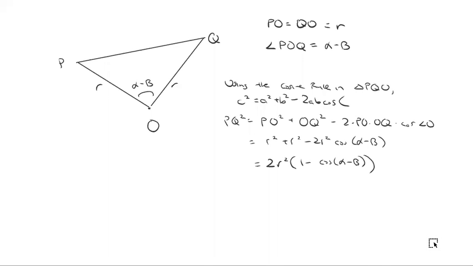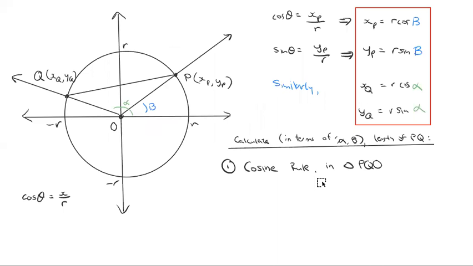All right, good. So you got the same thing. Now, we won't bother square rooting it. We'll just leave it as PQ squared, all right? Yep. So we've got 2r squared, 1 minus cos alpha minus beta. All right, good. Can you do it another way?